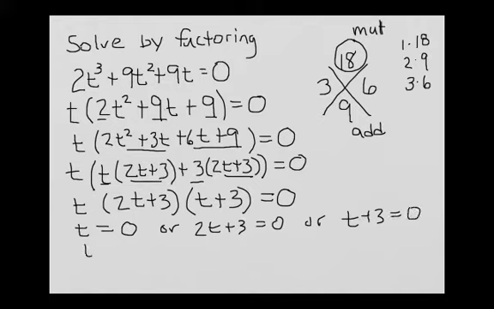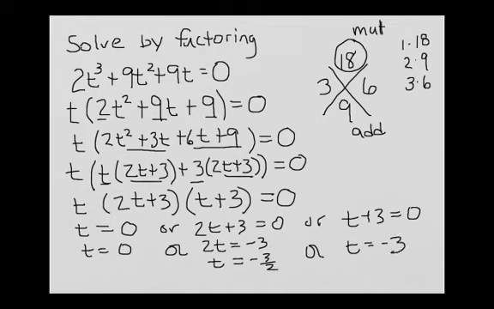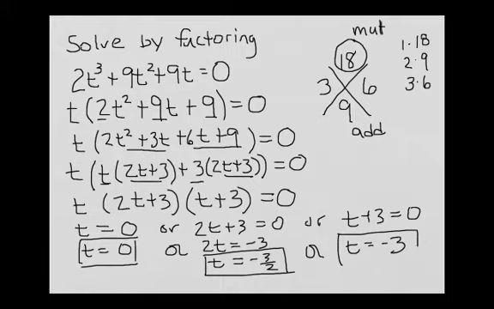That means t equals 0, or solving this one, we get 2t is equal to negative 3. Divide both sides by 2 and we get t is equal to negative 3 halves, or t is equal to negative 3. So our answers are t equals 0, t equals negative 3 halves, or t is equal to negative 3.